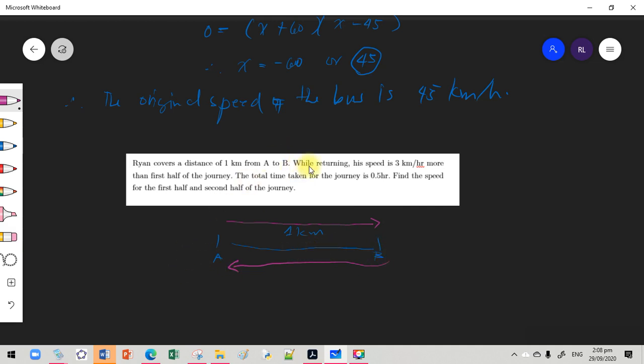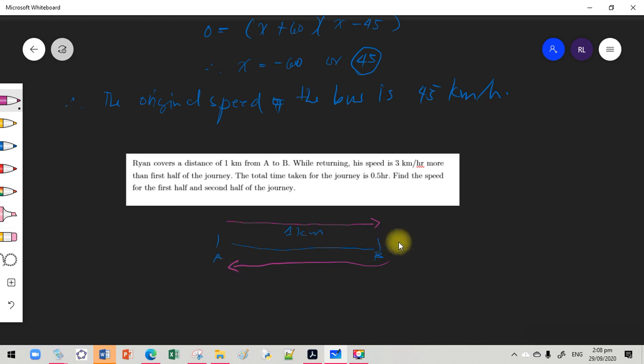So it says here, while returning, his speed is 3 kilometers per hour more than the first half of the journey. The total time taken for the journey is half hour. Find the speed of the first half, which is this one, and the speed of the second half, which is this one, of the journey. Of course, when Ryan goes from A to B, distance is 1. When Ryan goes from B to A, the distance is still the same, 1. The distance will not change.